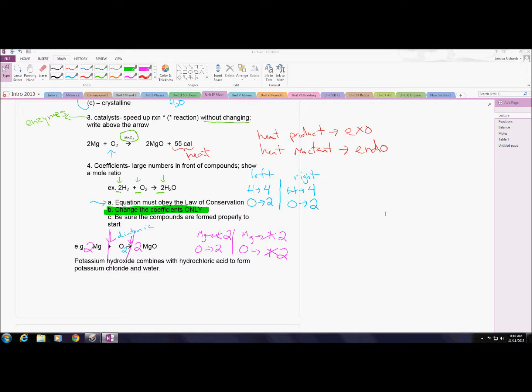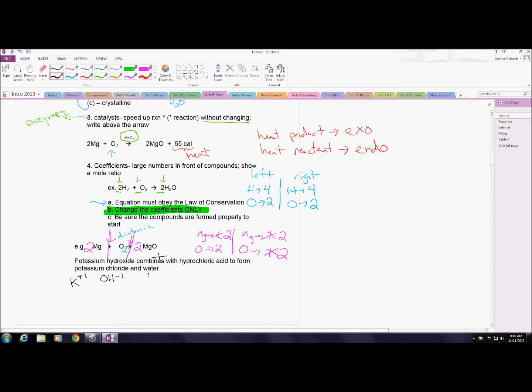All right, the last example in our notes is turning a word equation into a balanced chemical equation. So this is a skill that you should have. And it's something that you're going to be expected to be able to do on your final. So potassium hydroxide, potassium symbol is K. It has a charge of +1. Hydroxide is OH. It has a charge of -1. Combines with, that's going to be a plus.